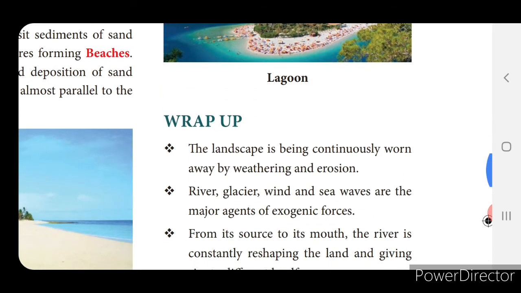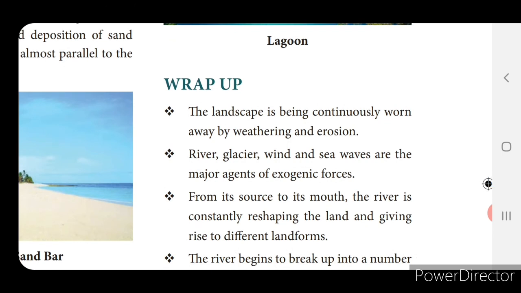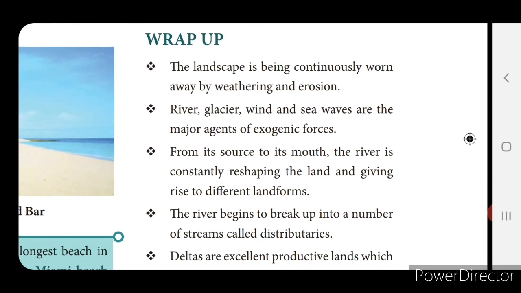So that's all for this lesson. We can see the summary now. The landscape is being continuously worn away by means of weathering and erosion. Weathering means cutting down, breaking. Erosion means wearing away. River, glacier, wind and sea waves are the major agents of exogenic forces. From its source to its mouth, the river is constantly reshaping the land and giving rise to different landforms. Because of river, there are so many landforms.